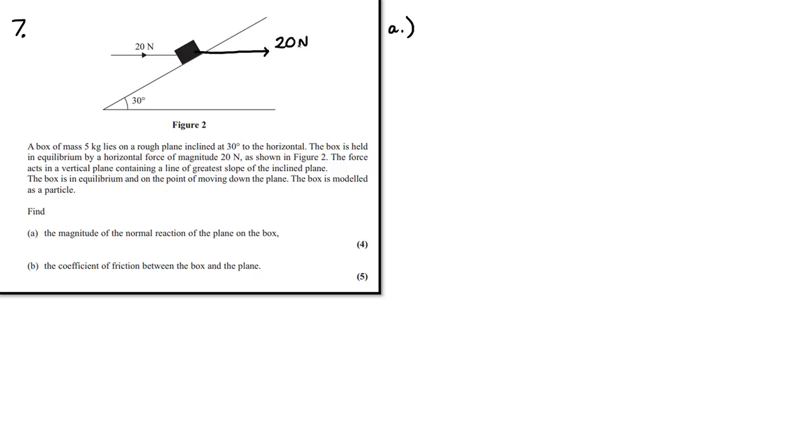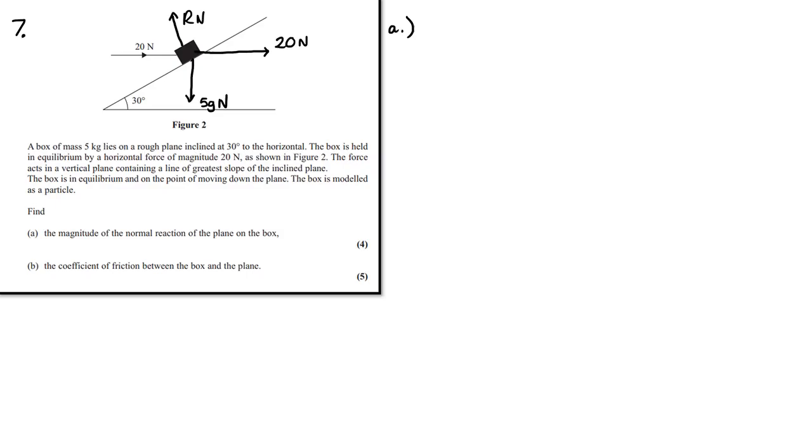So that's 20 newtons. We know the box has mass 5 kilograms, so its weight is going to be going down, and that will be 5g newtons. We know we have a normal reaction of the plane on the box, so that's going to go out of the plane, like so. It should look a bit straighter like that, but you get the idea. That would be R newtons.